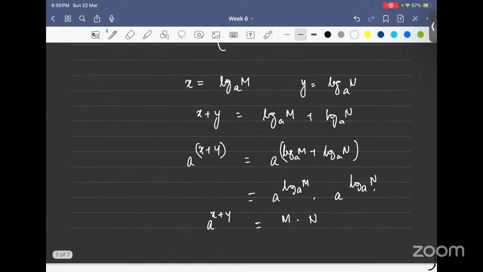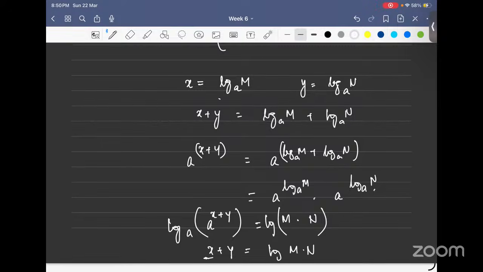X plus y... or maybe apply log, no, log a. Yes, sir. Okay, so if you apply log here, you'll be left with what? Log of x plus y, correct, equals log of m times n.